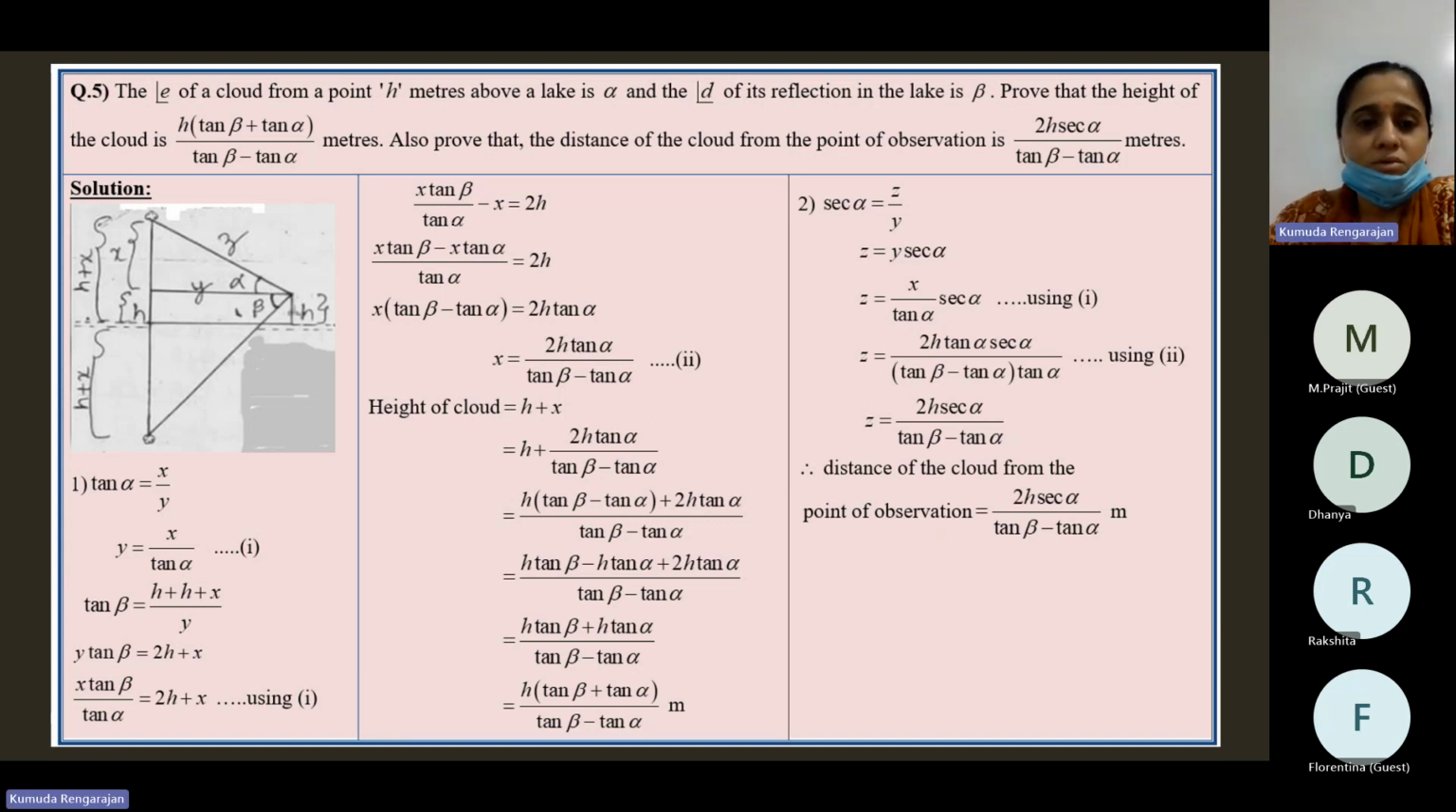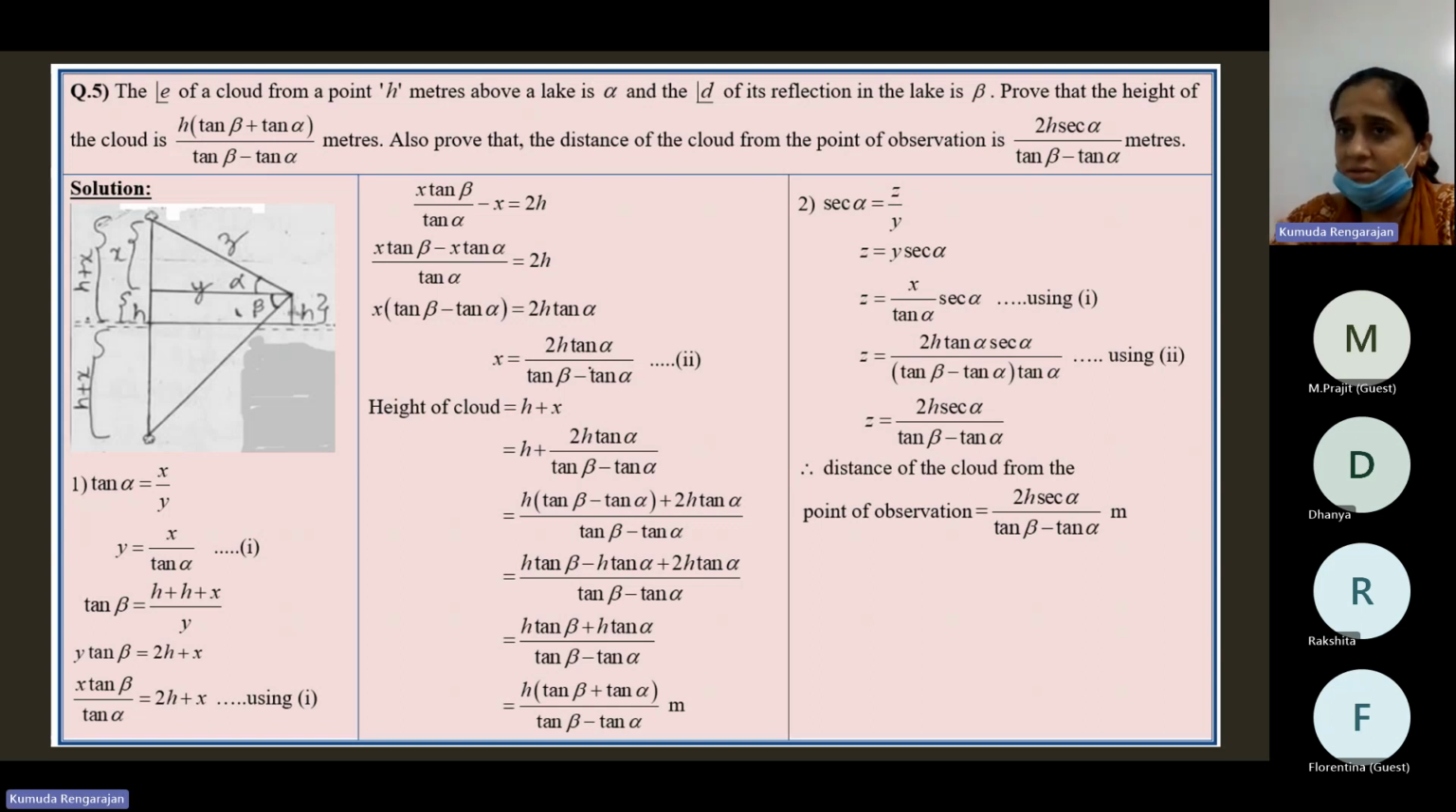Okay. So I've taken the common denominator. Tan alpha is the common denominator. So you get x tan beta minus x tan alpha is equal to 2h. Gather the x terms on one side, I told you. Then LCM, cross multiply. I've taken x common. So then you get x is equal to 2h tan alpha by tan beta minus tan alpha. Okay. So we got x.